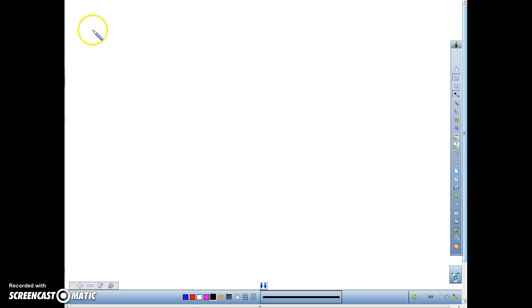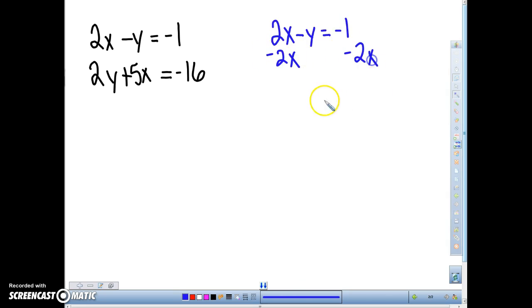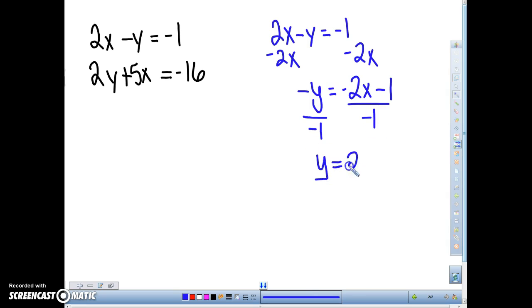The very first one that we're going to graph is 2x minus y equals -1 and 2y plus 5x equals -16. To graph them, you have to put them in slope-intercept form. Let's start with our first one, 2x minus y equals -1. Subtract your 2x over. So -y equals -2x minus 1. Divide by -1, so y equals 2x plus 1. There's one of our equations.